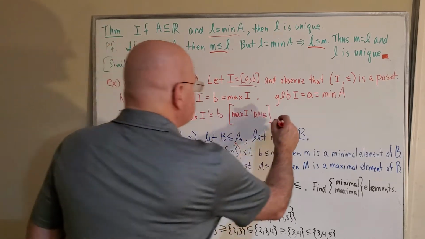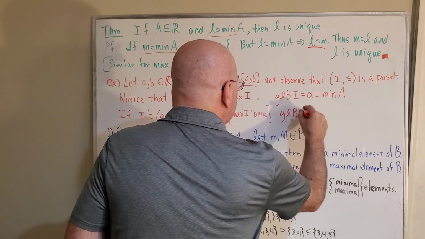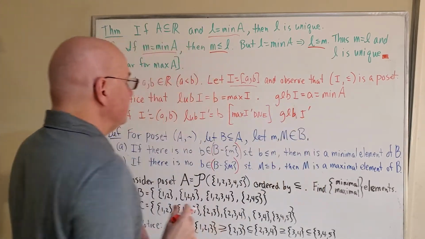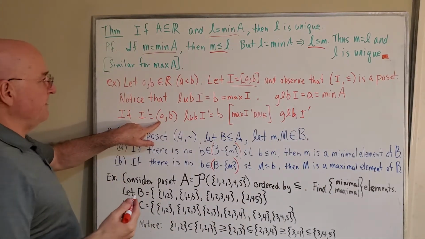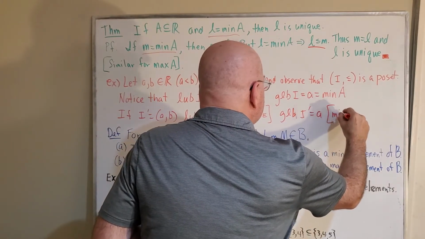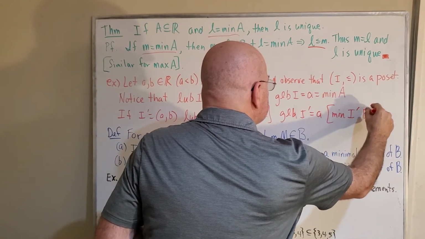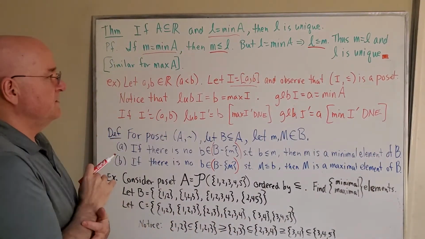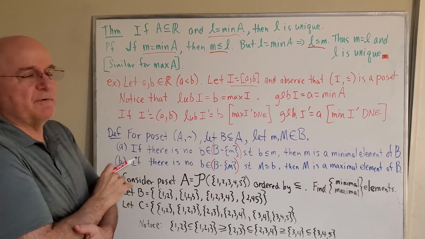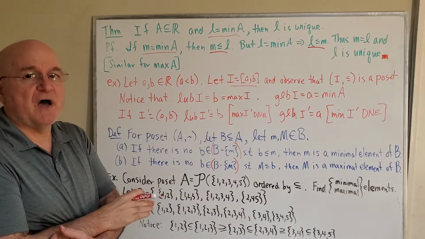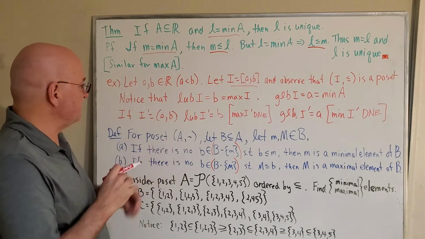And then the greatest lower bound of I prime is going to be A again. And the min of I prime does not exist. So a greatest lower bound and a least upper bound will always exist, but a minimum and maximum will not always exist. And we just showed this example right here.